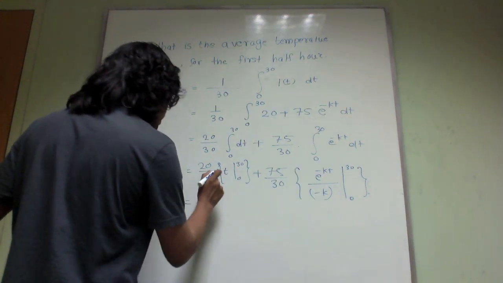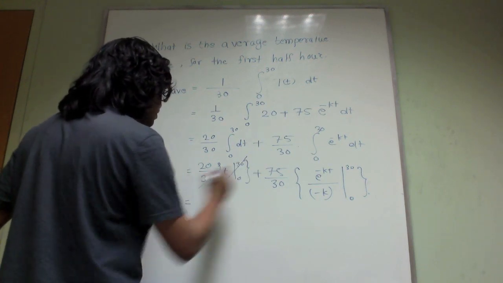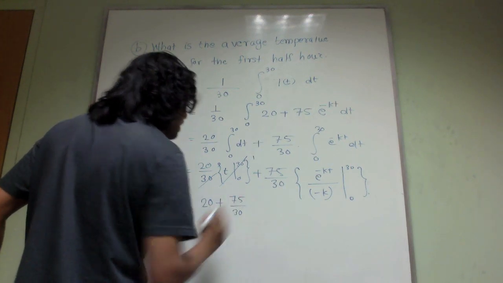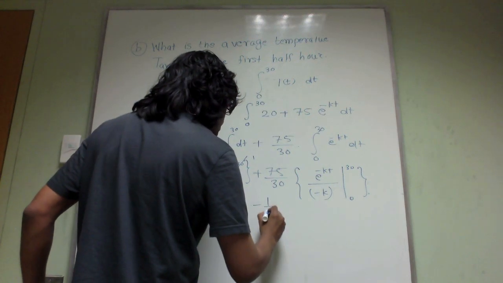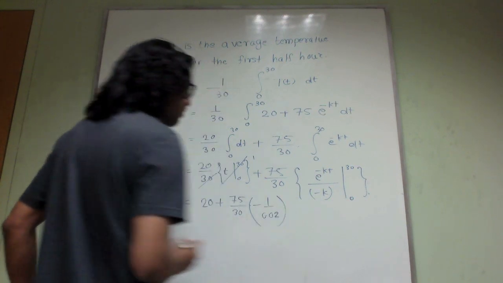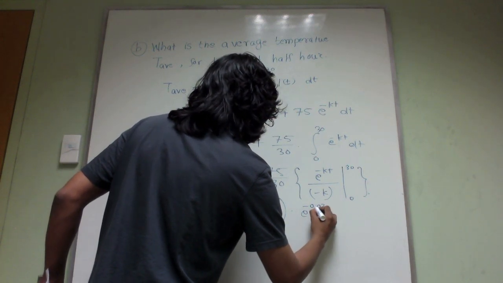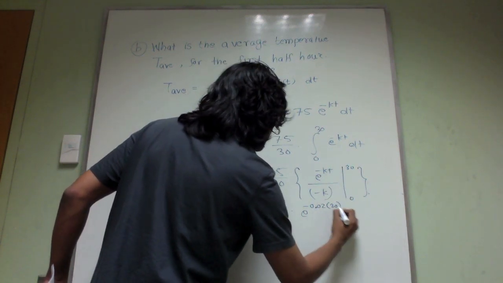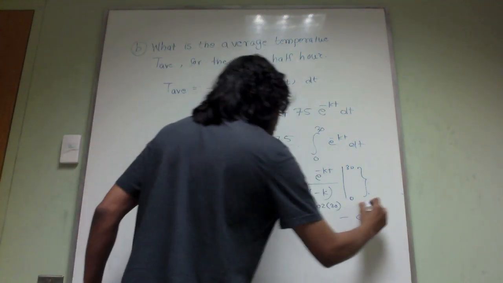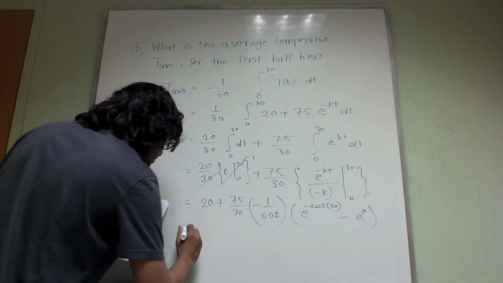So you compute. This is 20 over 30 times 30 minus 0, so this part will be just gone. This is 20 plus 75 over 30 times minus 1 over k, and k is given to be 0.02, times e to the power minus 0.02 times t, which is 30, minus e to the power minus k times 0, which is e to the power 0. So e to the power 0 is just 1.